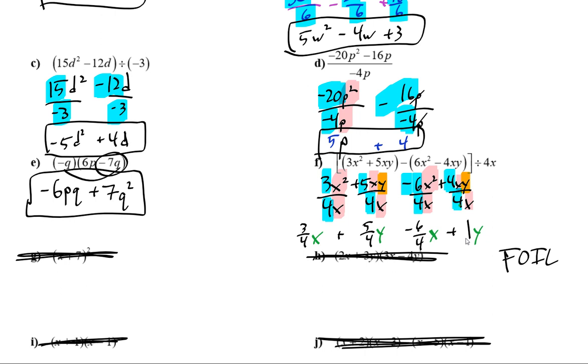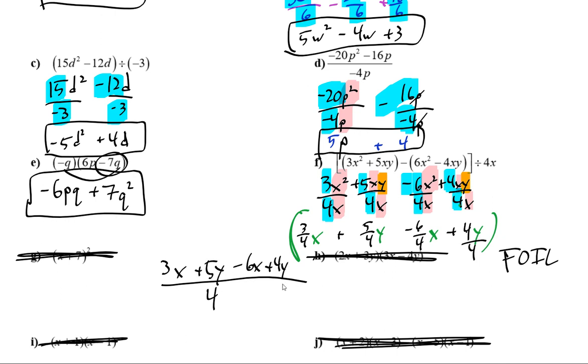I can go further with this one because these are all over 4. The reason I left this over 4 is I can rewrite all of this over 4. Maybe if I want to be nice to myself, I'll just not cancel out these 4's here, and I'll just leave this as 4 over 4. That way I can rewrite all of it over 4. So all of it over 4, I've got 3 on the top, 3x. I've got 5y minus 6x plus 4y.